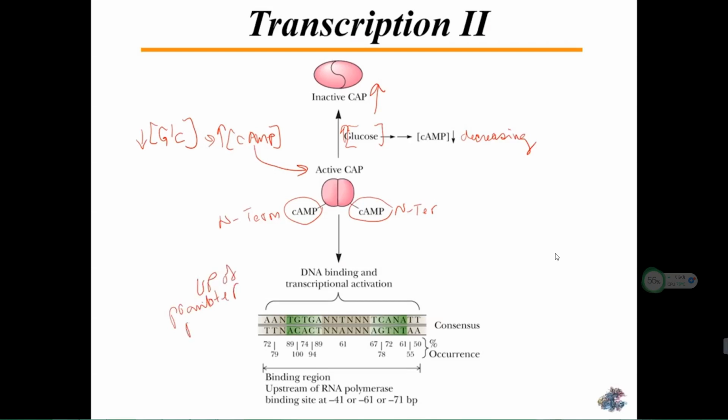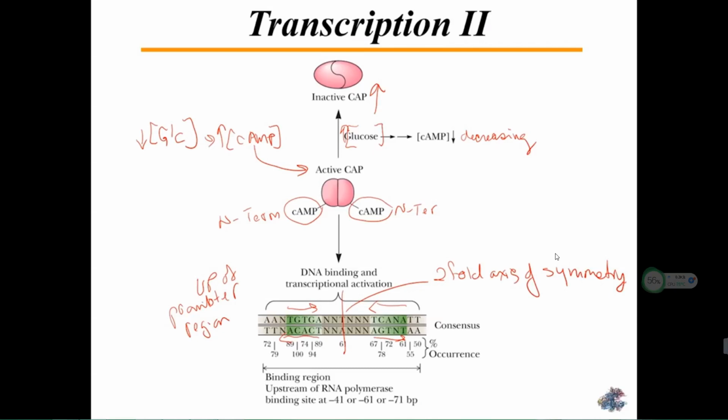And as you can see in this consensus sequence, we have some inverted repeats occurring in the consensus sequence along an axis of symmetry. It's got a twofold axis of symmetry. Another common theme for the DNA binding proteins. Okay, binding of CAP in this region increases the efficiency of RNA polymerase transcription.